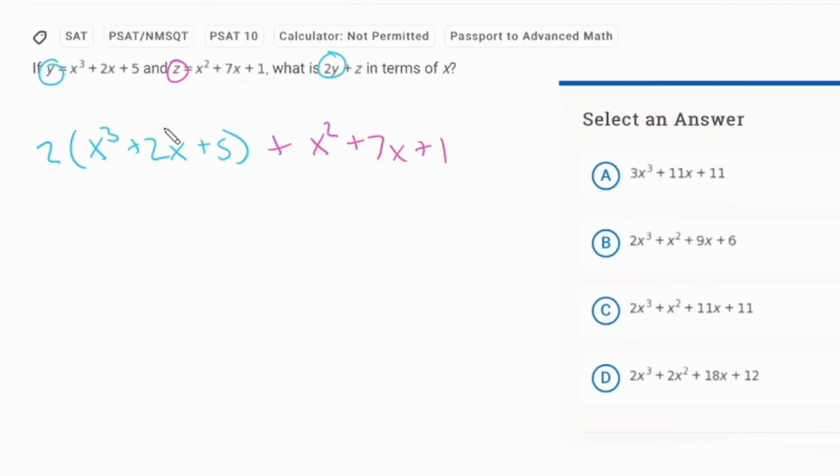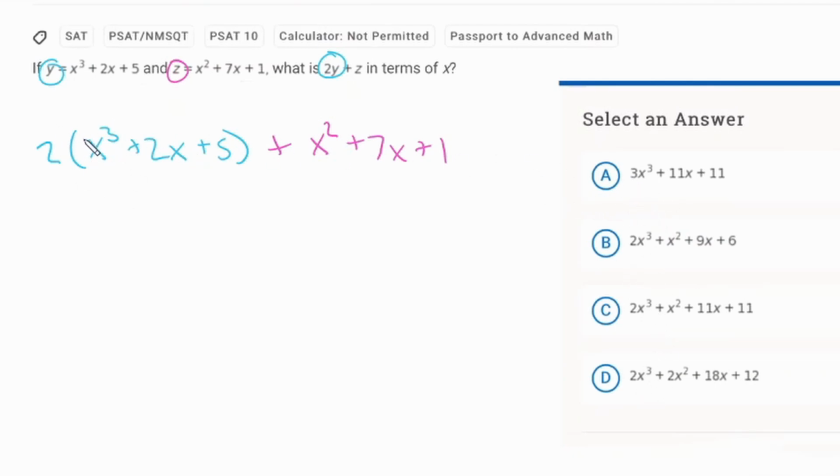And now this is just a lot of simple arithmetic. This isn't really a hard problem. It's just combining like terms, multiplying, but it is time consuming. So let's see if we can speed it up. Well, if you look at our answer choices, you can see our first term here is an x cubed. So let's try to solve for an x cubed.